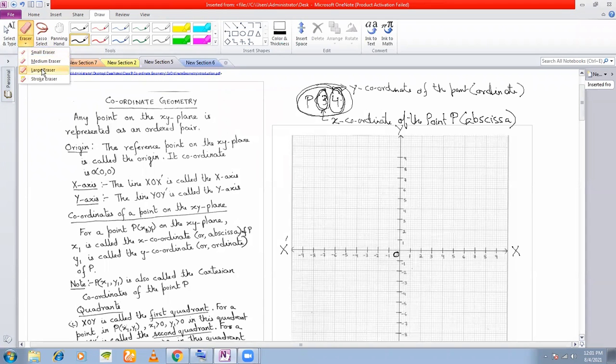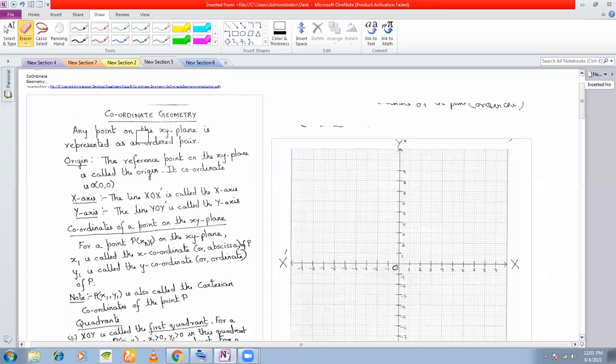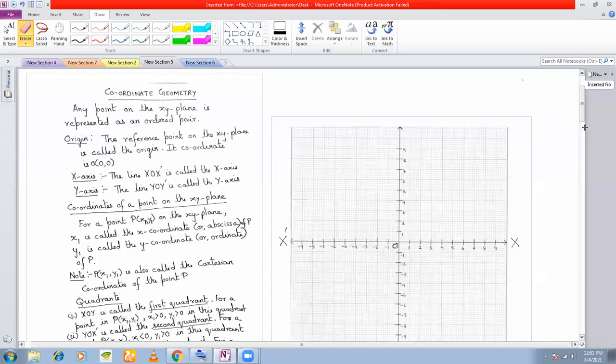Yes, sir. Okay. So now let us see one example. If I ask you to plot this point 0, 0, this point 0, 0 is the coordinate of the origin. So this point is your O, 0, 0. Clear? Now, if I ask you to plot the point P1, 3, 4, how will you plot this point on the graph?